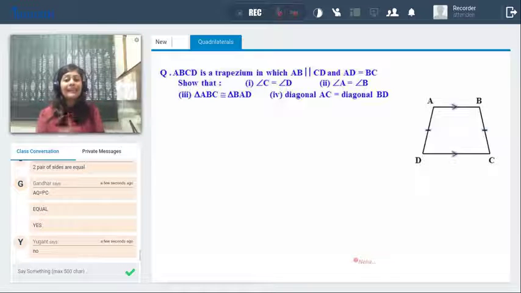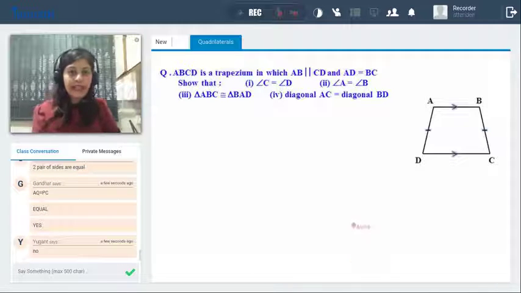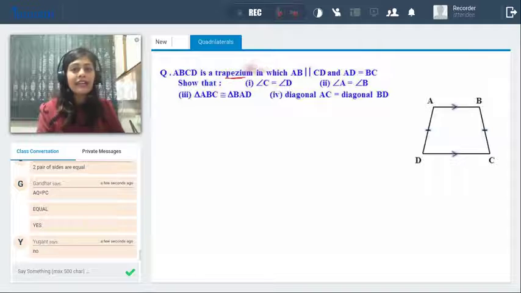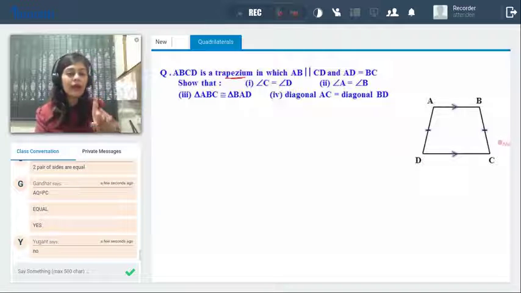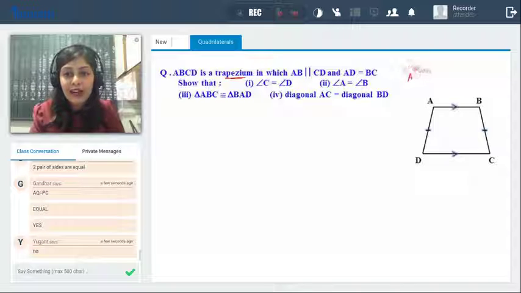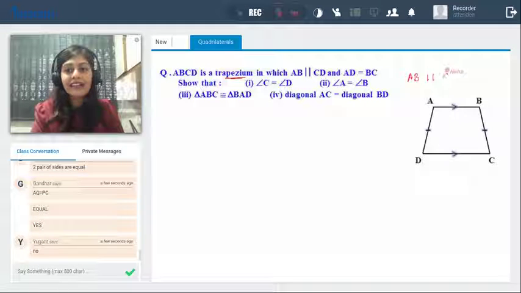Okay, now quickly let's look at this next question. ABCD is a trapezium in which AB is parallel to CD. Students, now we have seen a trapezium is a slightly different figure than a parallelogram, rectangle, rhombus, square. How is it different? A trapezium has only one pair of parallel sides.